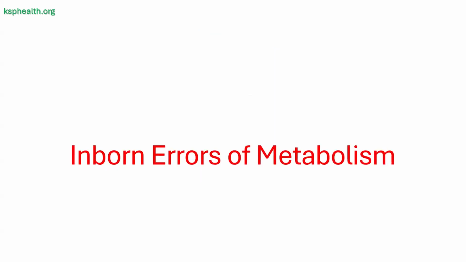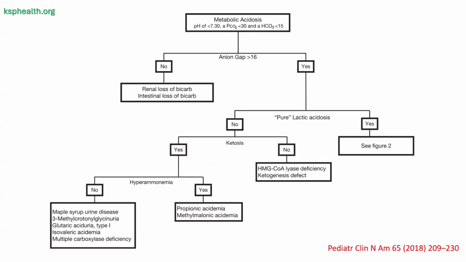Finally, we will talk about inborn errors of metabolism. These patients can present like metabolic acidosis. I'm going to talk about how to approach and how to treat in 3 to 4 slides. When the patient presents with metabolic acidosis, when the pH is less than 7.3, PCO2 less than 30, bicarb less than 50, look at the anion gap.